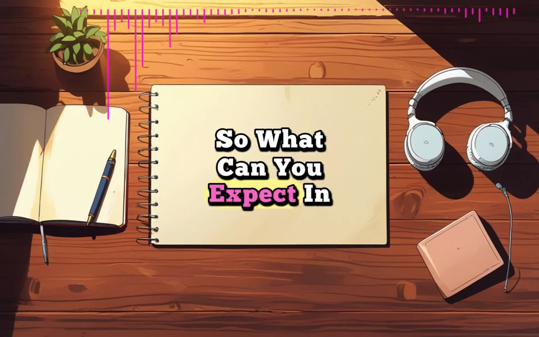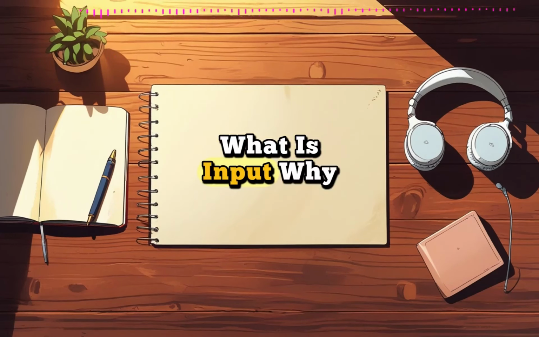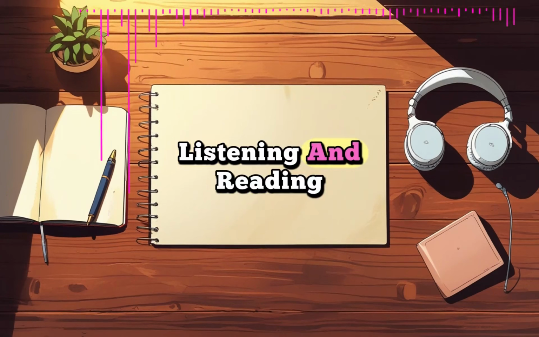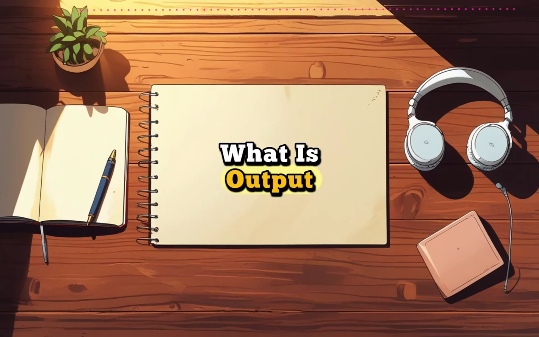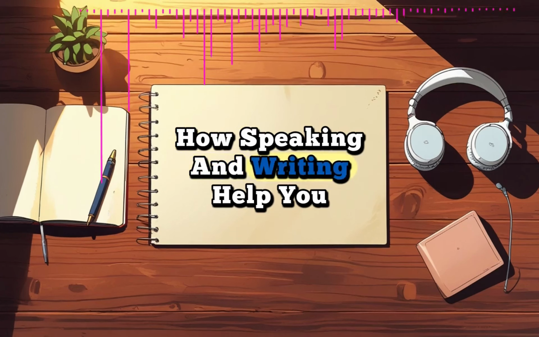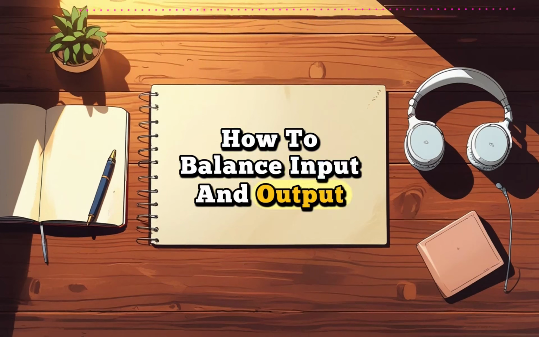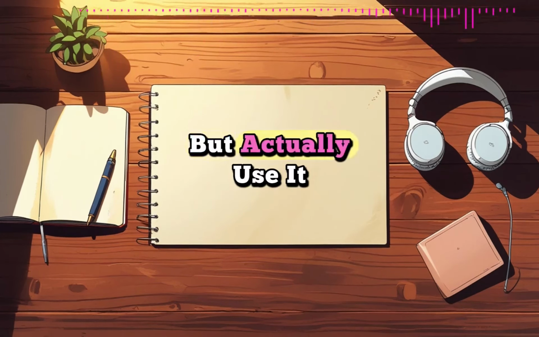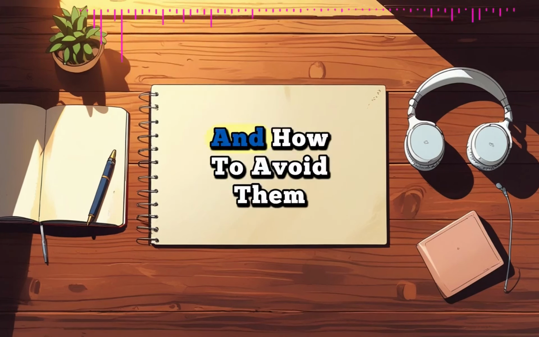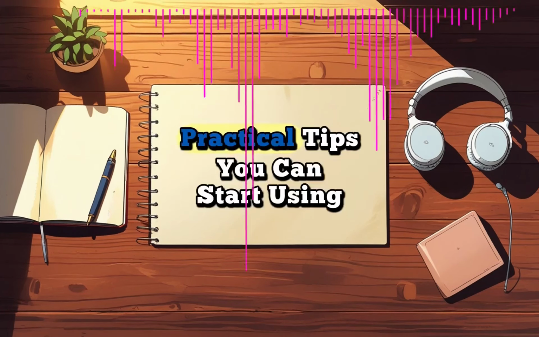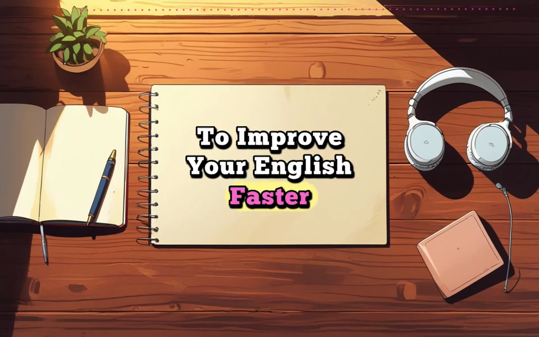So, what can you expect in today's episode? Well, here's what we'll cover. What is input? Why listening and reading are the foundation of language learning. What is output? How speaking and writing help you become fluent. How to balance input and output so you don't just understand English but actually use it. Common mistakes that slow down your progress and how to avoid them. Practical tips you can start using today to improve your English faster.